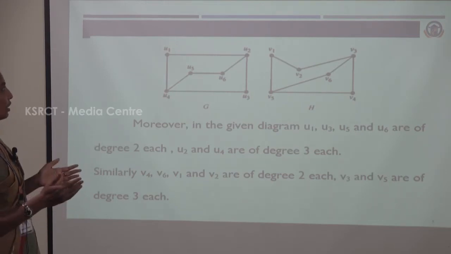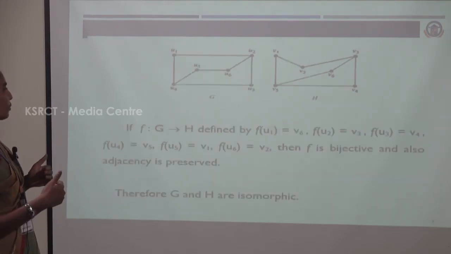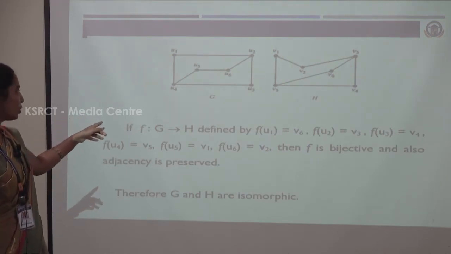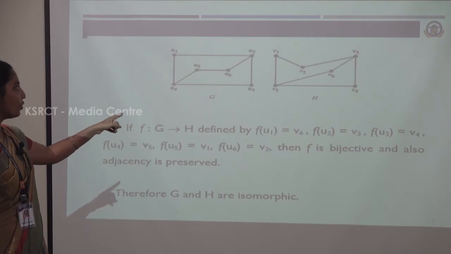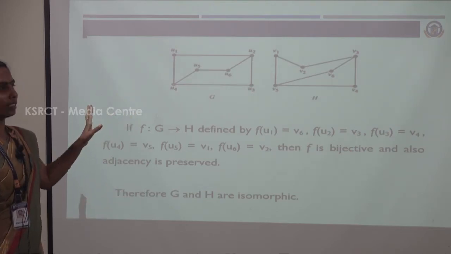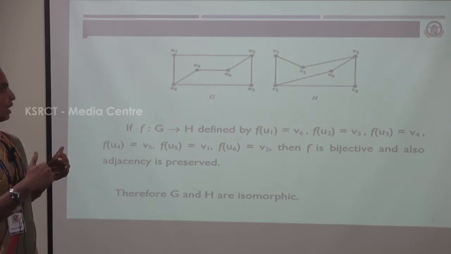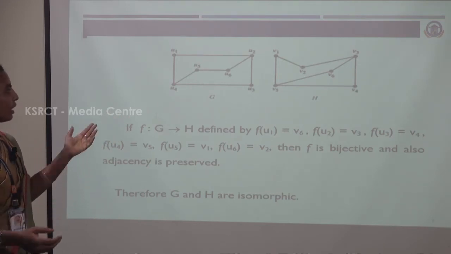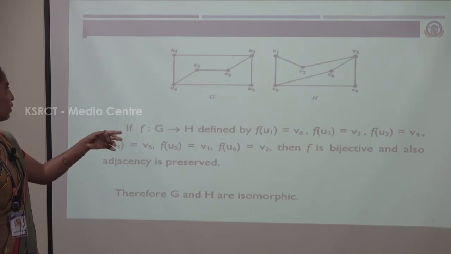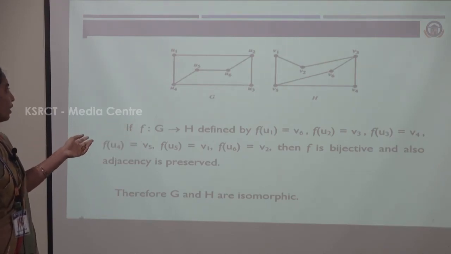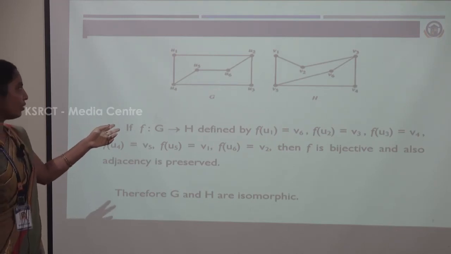Now compare both, then we get a correspondence f from graph G to H defined by f of U1 equals V6. Then f of U2 equals V3. The degree of U2 and the degree of V3 are also the same. Likewise, f of U3 equals V4, f of U4 equals V5, f of U5 equals V1, f of U6 equals V2.